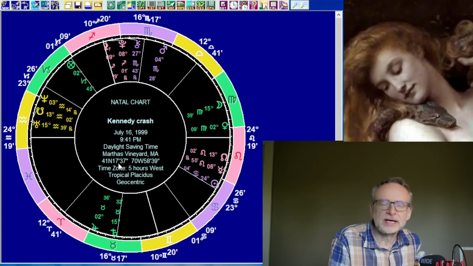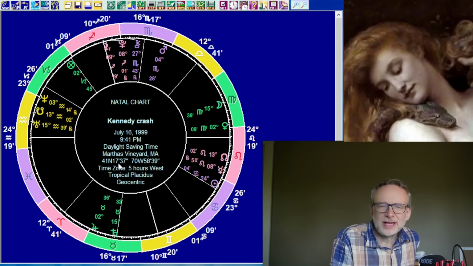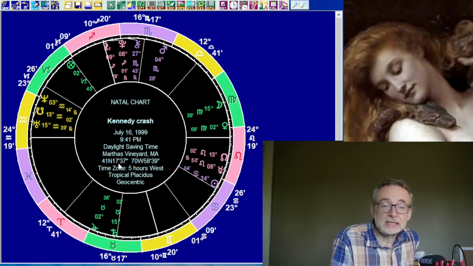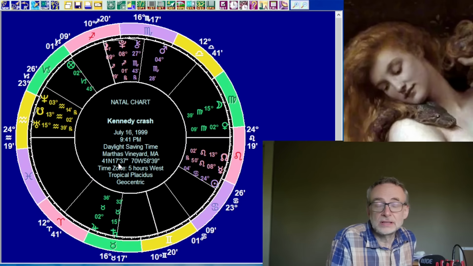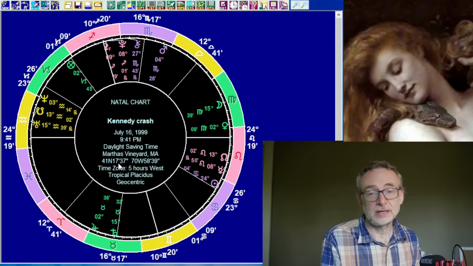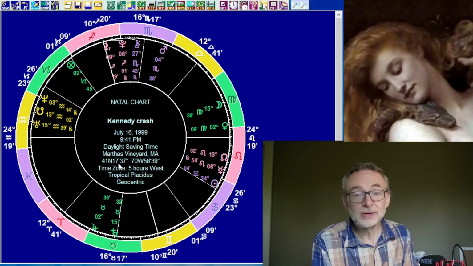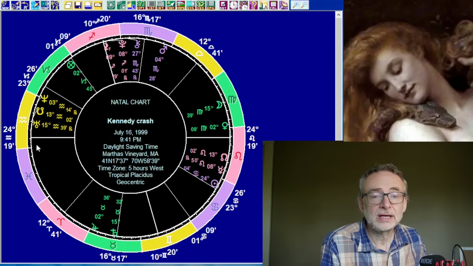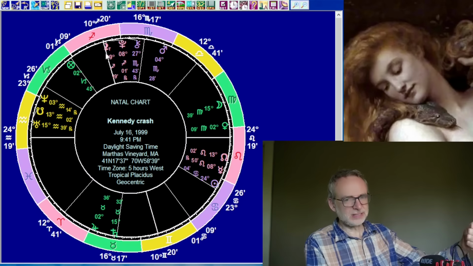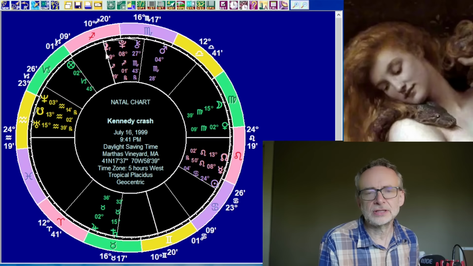We had Pluto on the midheaven, because we had the midheaven at 10 degrees 20 Sagittarius at the time of the crash, if I've got this time right. So you can see that Pluto was on the midheaven. But also, true Black Moon Lilith is on the midheaven. Okay, so that was the first thing, and I thought, well, that was quite interesting.